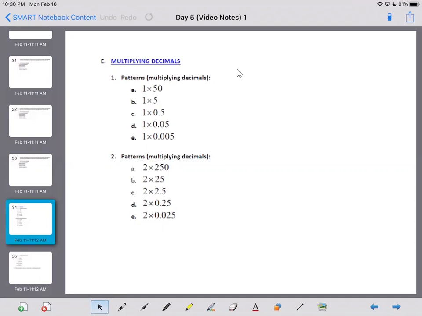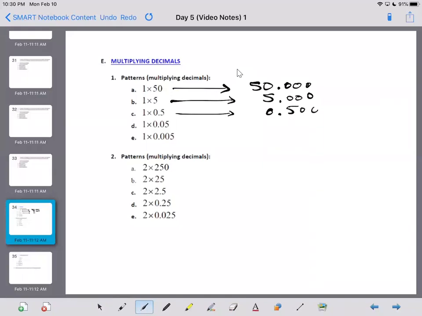So if we looked at 1 times 50, we get 50 as an answer. 1 times 5, we're seeing we get 5, and I could bring in some 0 placeholders as well. And then if we multiply 1 by a decimal, we're going to see that now we're starting to get smaller. So we basically are multiplying by 50 and then 10 times smaller than that, which is 5, 10 times smaller than that, which was 5/10. So now we're seeing that we're going to get smaller and smaller.